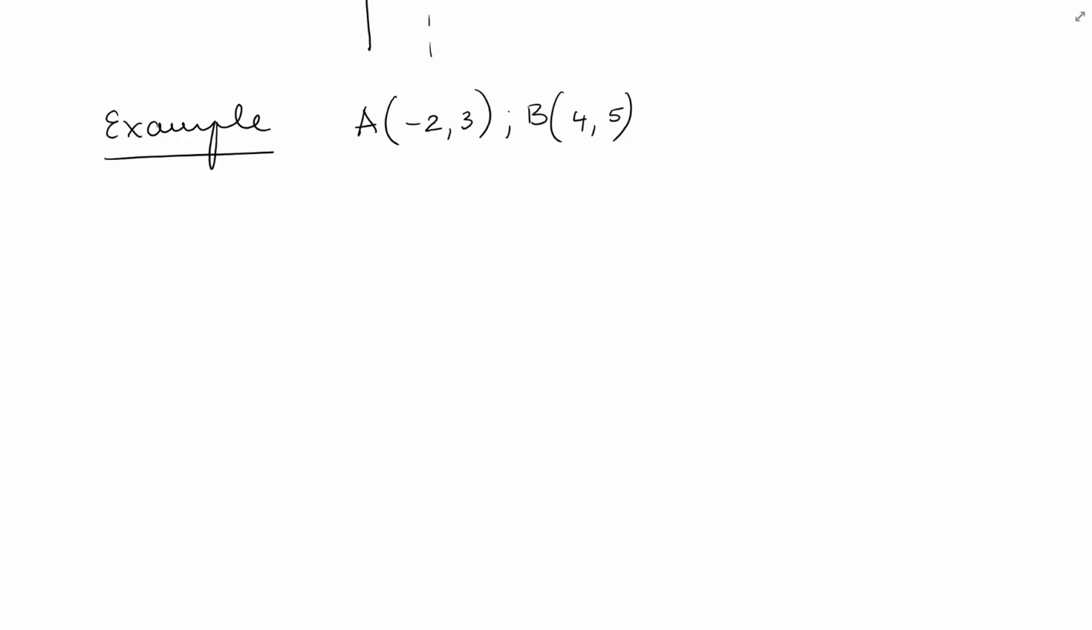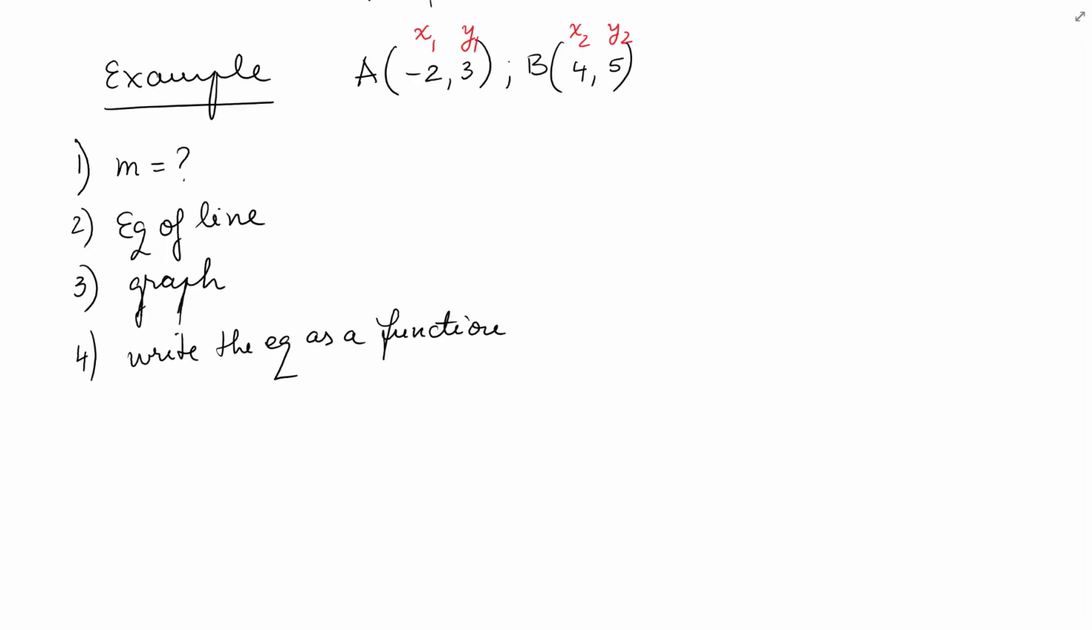Let's say we have this problem. We have 2 points, A of coordinates -2, 3, and B of coordinates 4, 5. What can we do with them? So at the beginning, I'm just going to write on top of -2, x sub 1, and y sub 1 on top of 3, and x2 and y2, because that's going to be helpful. So let's see a few problems. So first of all, let's find m.